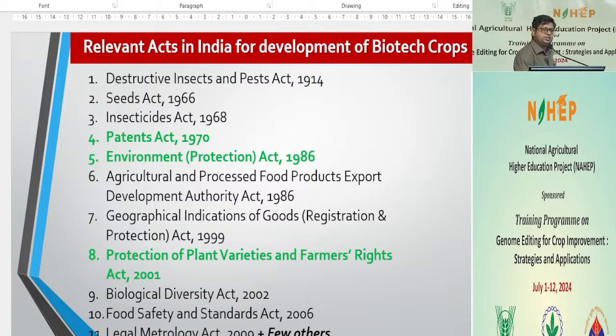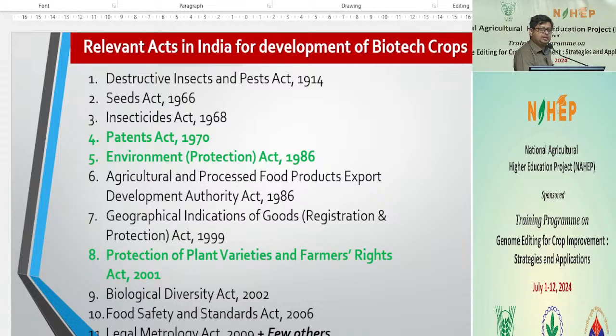So geographical indications, you must have heard that in different parts, for example, even basmati is a GI product, and we have similar GI products in different parts of our country. Now, if you want to do genome editing in the GI commodities, you have to really check whether you can change that, right? Then PPVFRA, this is the most important act which will be of very much significance for genome editing, and I will talk about this in a bit more detail in the coming slides.